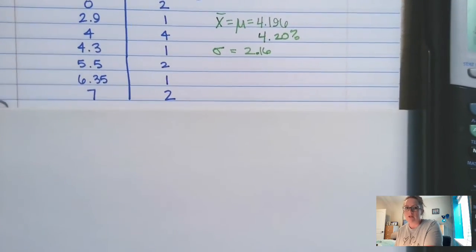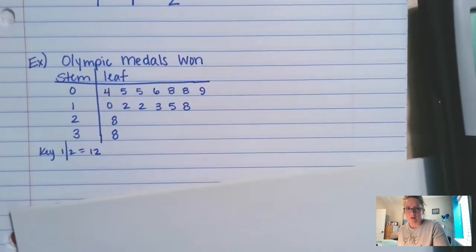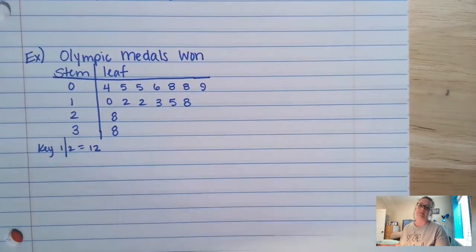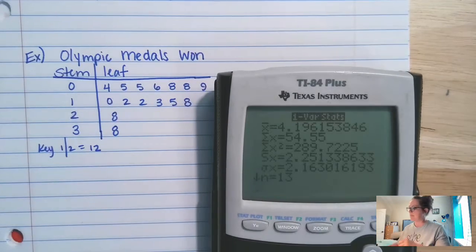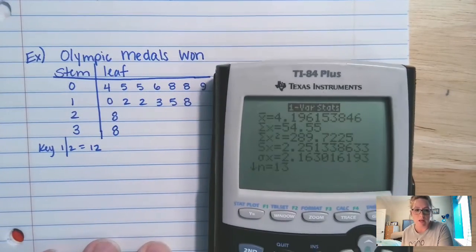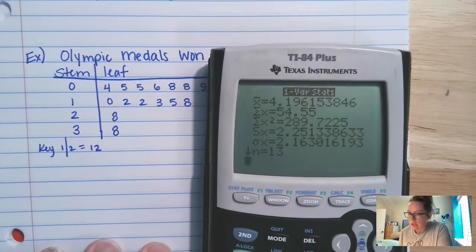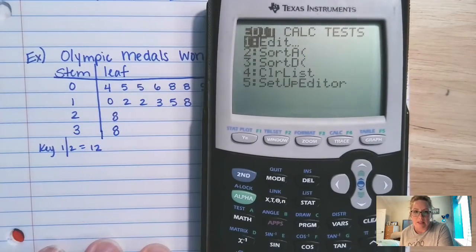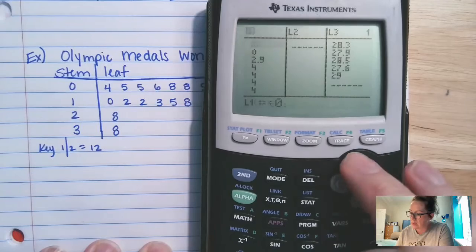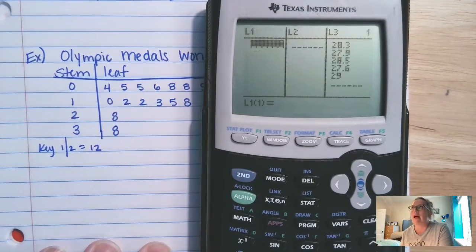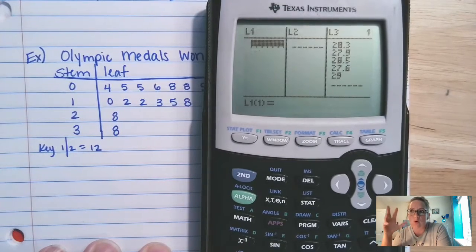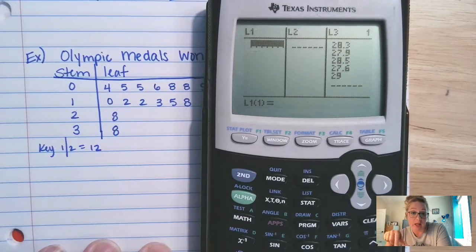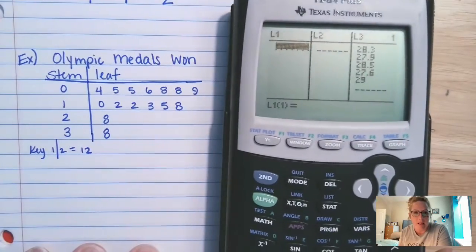This one, I'm going to give you a stem and leaf plot. This one is Olympic medals. So again, we're going to go into stats because we're talking about statistics. We're going to edit our list. I'm going to clear out that list. You don't have to do that every time. It's just really important that you make sure if there's more data in there than what you're putting in, you erase those entries below, otherwise all your results are going to be all messed up.